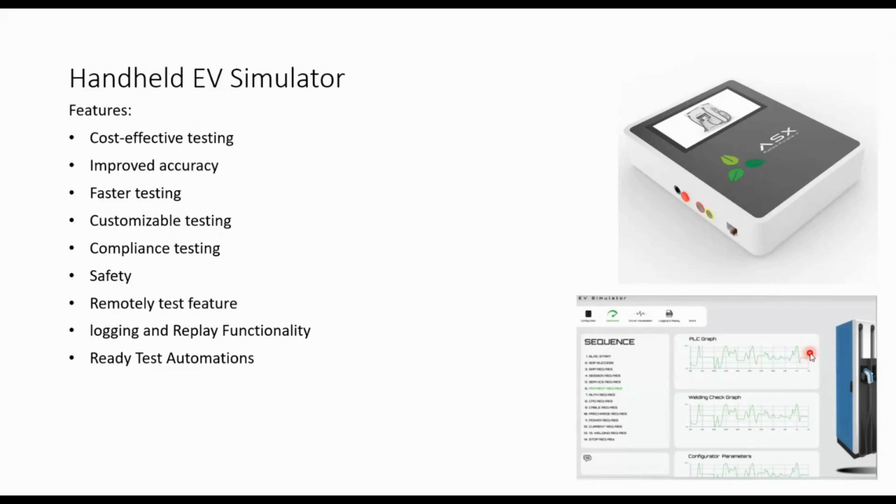Also, it is used for compliance testing. The protocols may be DC core, DC extended, or the AC side. CCS2 does support DC and AC, so all these things you can do with this simulator. It also has some remote test features. In one cabin I can simulate many simulators at a time. That is also one of the key features of this simulator.